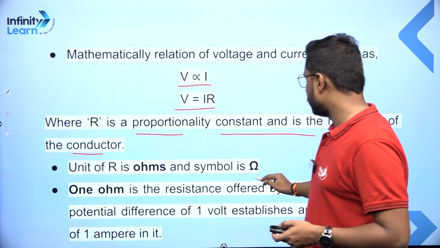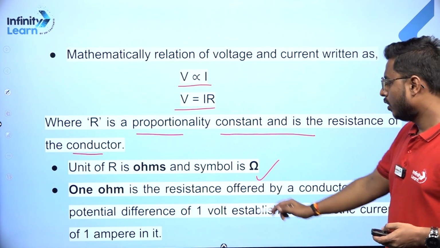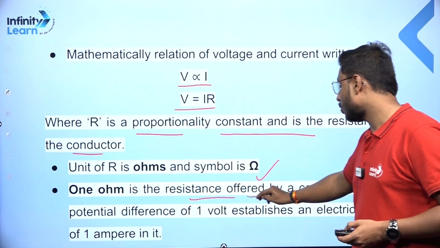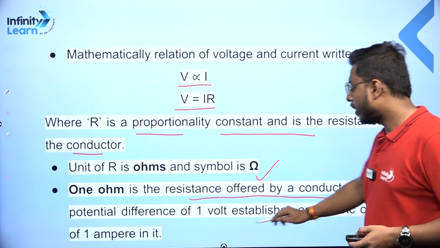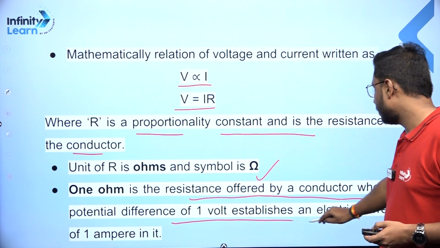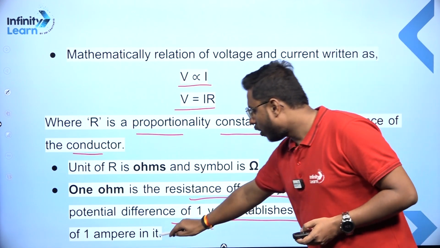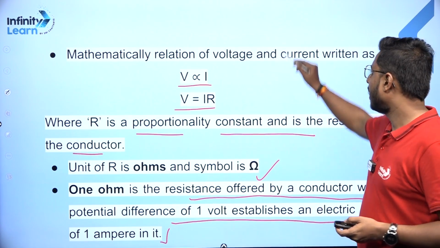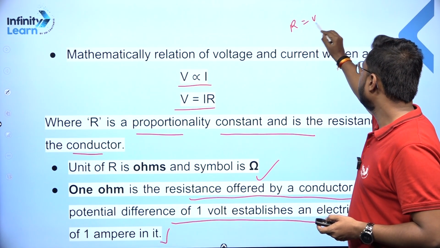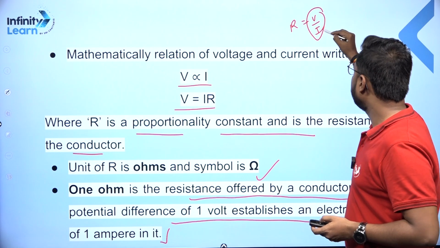Unit of resistance is ohm, the symbol is mentioned here. 1 ohm is the resistance offered by a conductor when a potential difference of 1 volt establishes an electric current of 1 ampere in it. Very simple, R is equal to V by I. So 1 volt and 1 ampere.